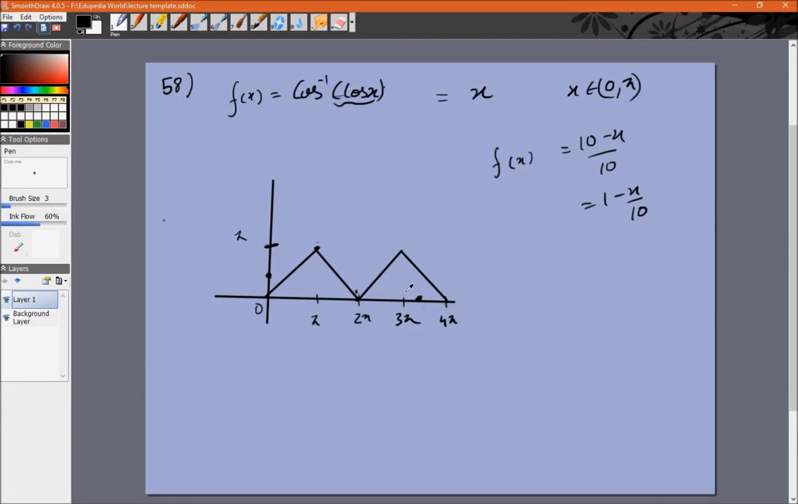Wait, I'll just try to draw a better one. It's something like this, right? So we need the number of points satisfying this equation. So we have 1 point, 2 point, and 3 point. That's it. It would have gone more like this, but the first function is only defined between 0 and 4 pi. So the number of points of intersection are 3.